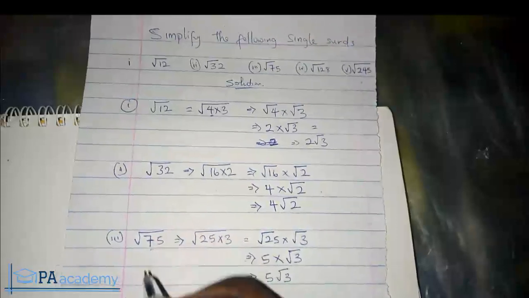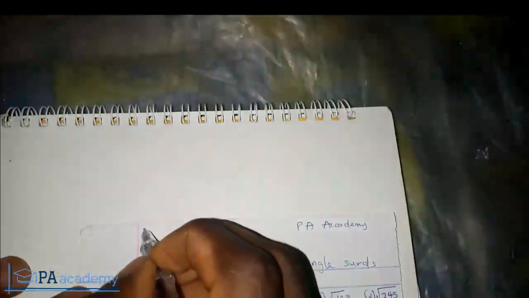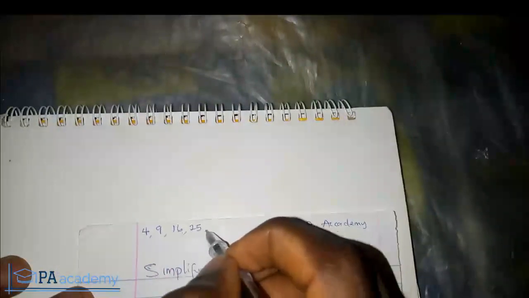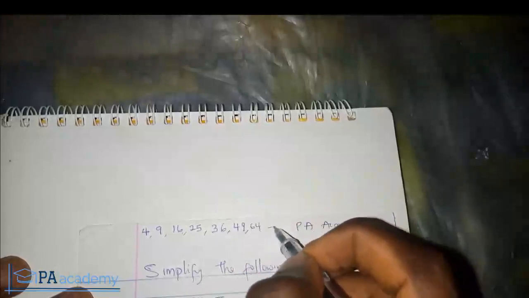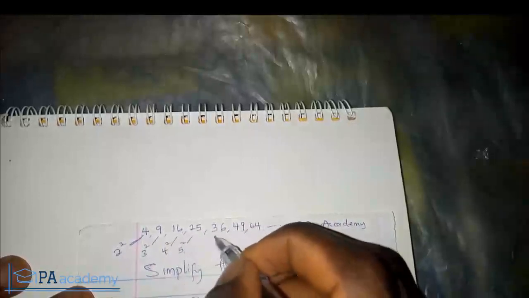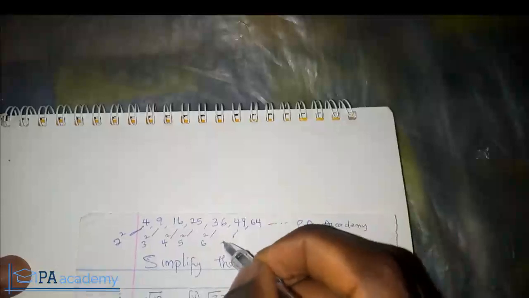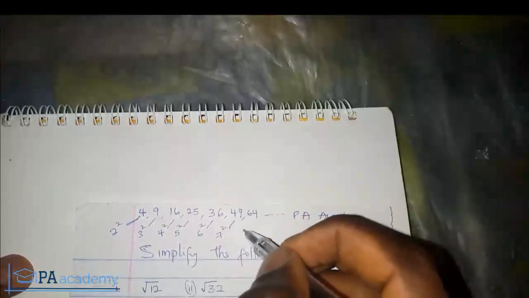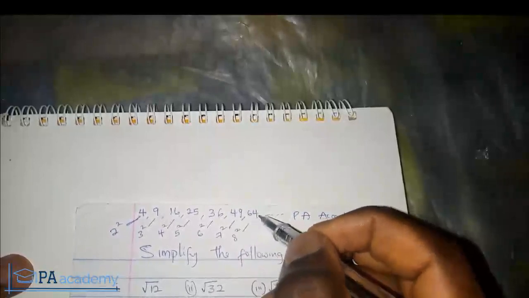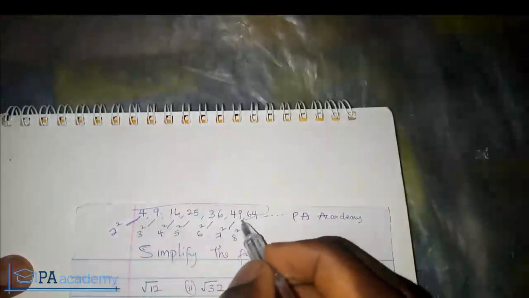When we talk about perfect squares, some of them are 4, 9, 16, 25, 36, 49, 64, and so on. It's just 2 raised to power 2, then 3 raised to power 2, 4 raised to power 2, 5 raised to power 2, 6 raised to power 2, which is 36, 7 raised to power 2, which is 49, and 8 raised to power 2, which is 64. That's what we mean by perfect squares. These numbers are perfect squares.